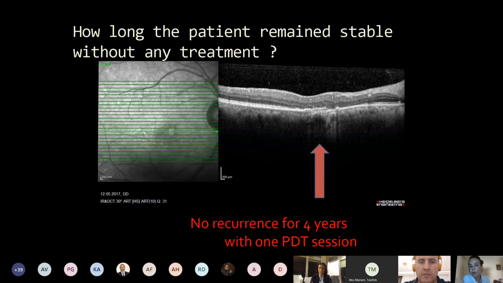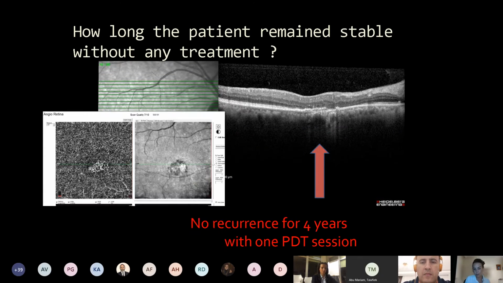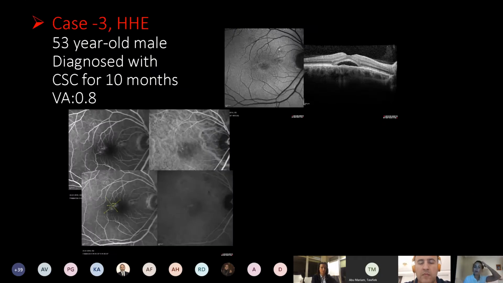So guess what? How long does the patient remain stable without any treatment? He is almost 60. He has choroidal neovascularization, and he got many anti-VEGF injections at the beginning. However, he was getting worse. But finally, after one PDT session, he has been stable for 4 years without any treatment. I think it's a pretty good result for this case, and he's very happy. But of course, the choroidal neovascularization is still there, but it's silent. Another case.